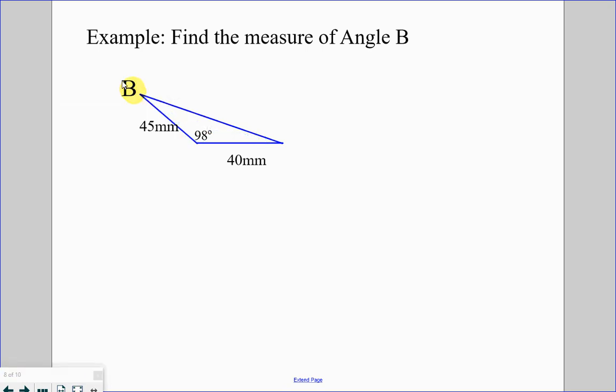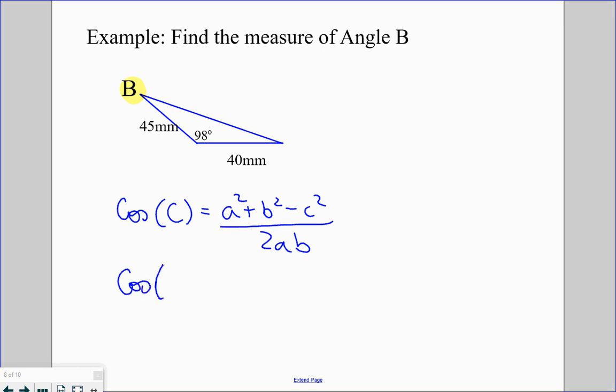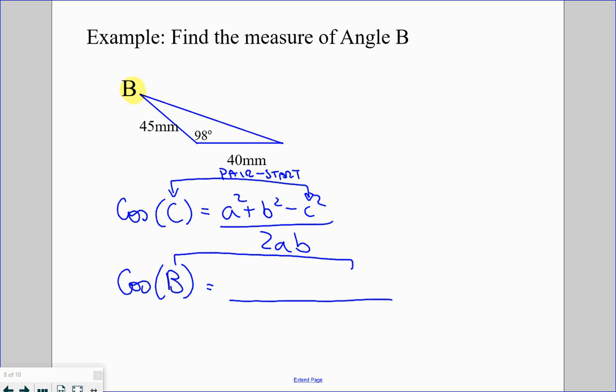Because I'm looking for that corner, I'm just going to write out my formula. Okay, so I'm going to write cos of angle B. Now again, here, this is the pair. So start with that. You always start with the ends and then work your way in. What is the matching pair to corner B? Corner B matches the 40. So the 40 has to go there. Now, in the middle here are the other two sides. So I've got 45.